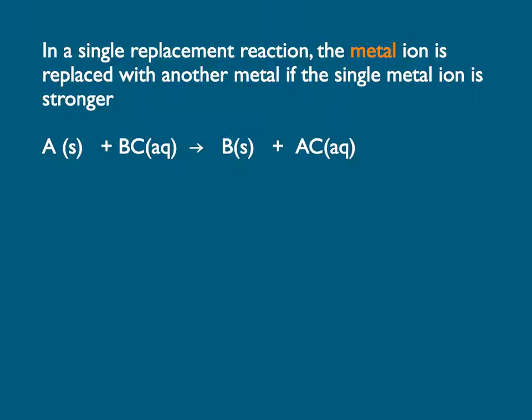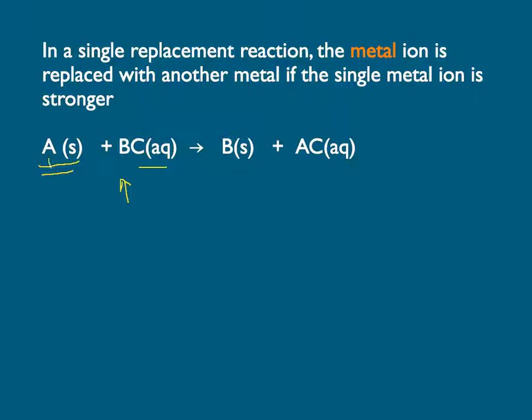Okay, now for a single replacement, there's 2 types, and the first type we're going to deal with has a metal ion. So this A here is going to represent our metal ion. And what the metal ion does is replace the other ion that's in solution. So BC here is in solution. And remember, you always write the metal first. So B is our metal that is in the solution.